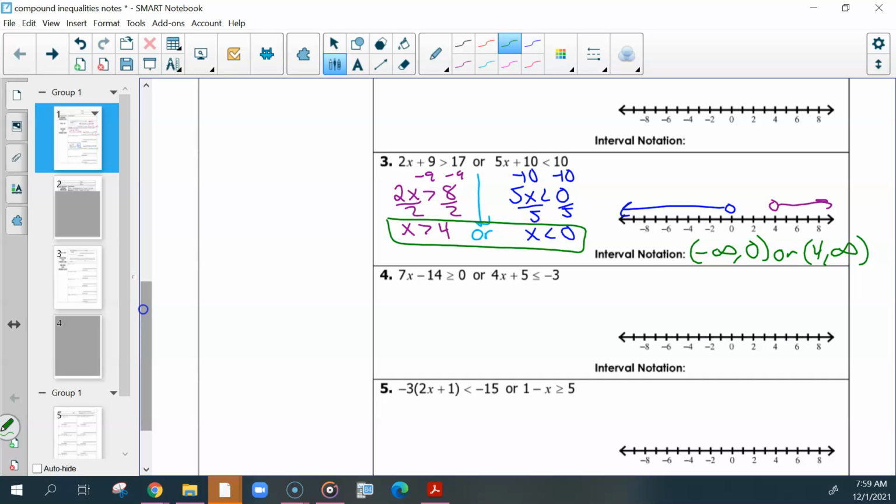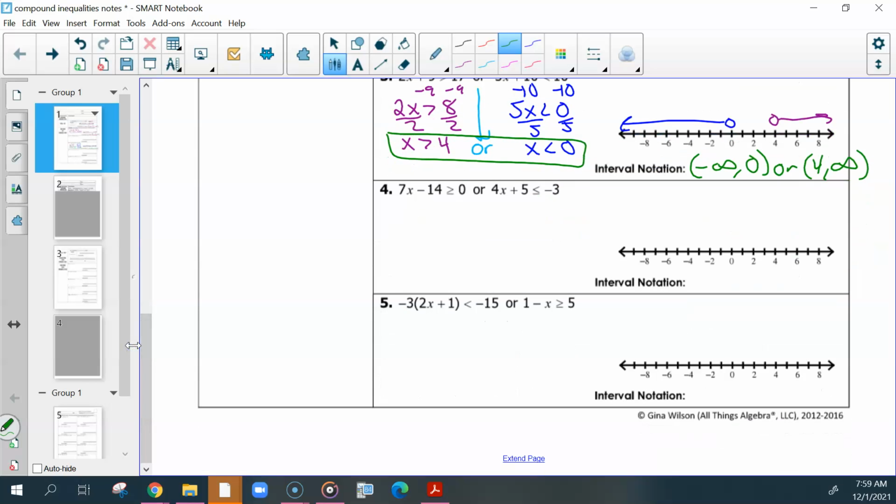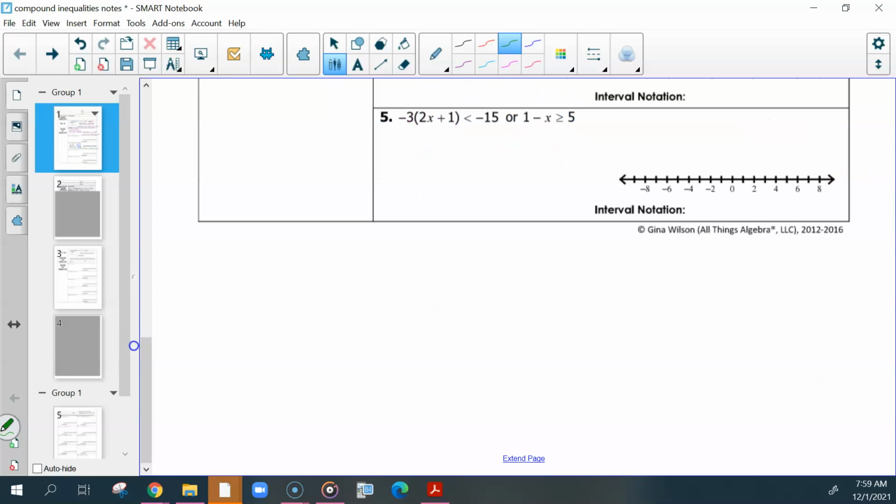Have any questions so far? Is this making sense so far? Yes, yes. We'll do one more together and then I'll let you practice them, and then tomorrow we'll focus more on the ands. So we'll do number 5.